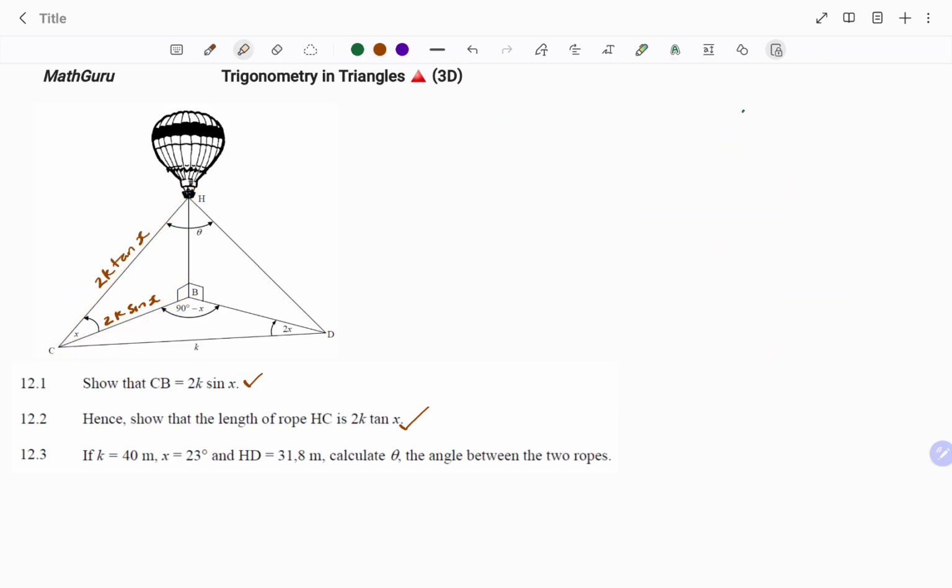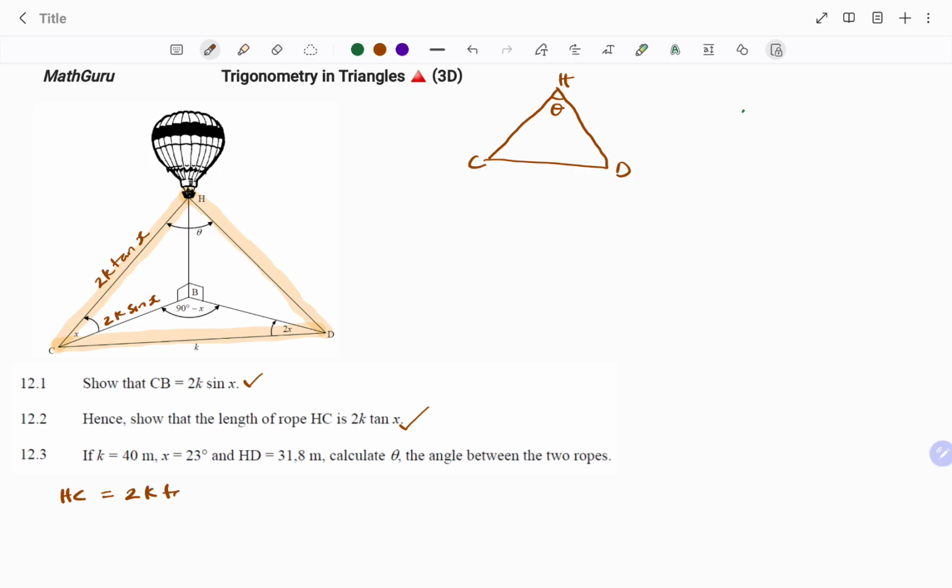Let's look at the last part of the question, which says if k equals 40 meters, x equals 23 degrees, and HD equals 31.8 meters, calculate theta, the angle between the two ropes. So because I want to calculate the angle between the two ropes, I'm going to use the triangle HCD highlighted. And if I draw a quick sketch of that triangle, I have that as theta, which is my H, and then I have C, I have my D.